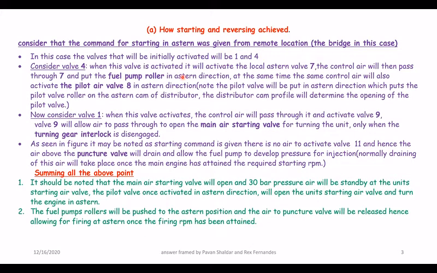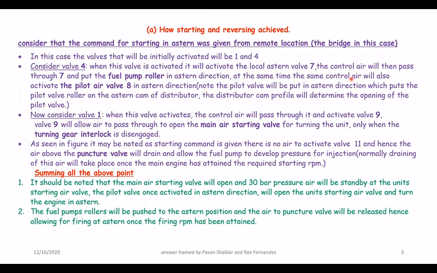Now, the same thing I've explained here in words. Consider that the command for starting air in astern was given from a remote location, the bridge in this case. In this case, the valves that will initially activate will be 1 and 4. Consider valve 4. When this valve is activated, it will activate the local astern valve 7. The control air will then pass through 7 and put the fuel pump roller in astern direction.